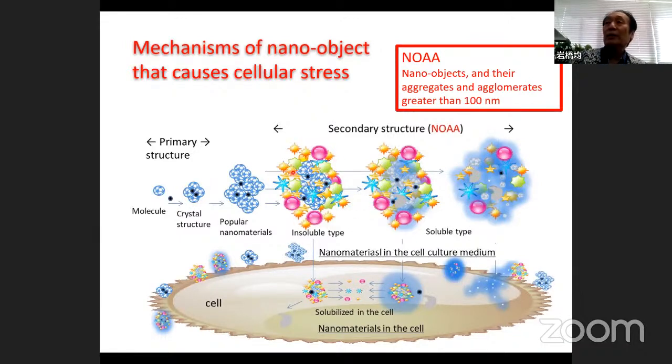These aggregated nanoparticles are incorporated into the cell by endocytosis, just by the cell, because the cell wants to eat these very good foods for cells. So these nanoparticles enter into the cell, and some nanomaterials are dissolved, and sometimes they have toxicity. That's the story of nanomaterials. So many people believe that nanomaterials or nanoparticles are stable in medium or in blood. That is a dream, just a mistake.